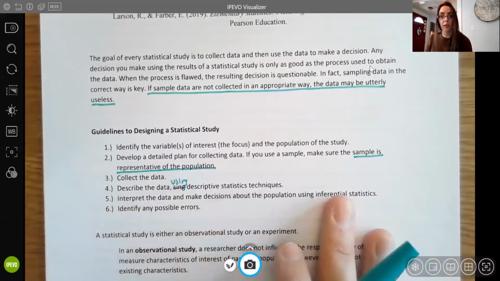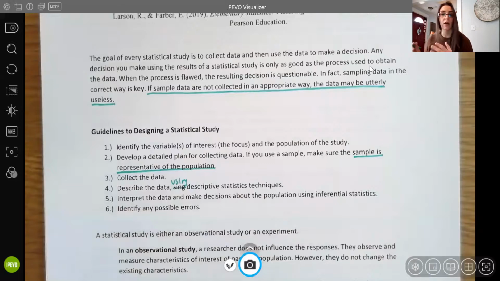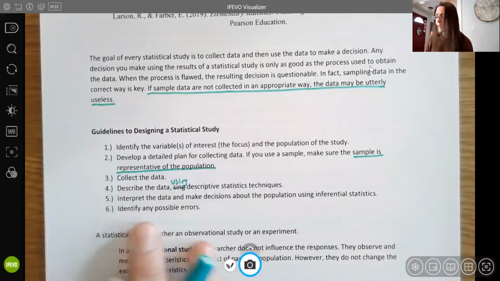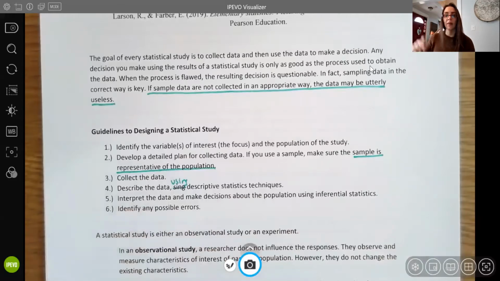So we're going to interpret the data and make decisions about the population using inferential statistics. And this is what we're going to progress to at the end of the course, things like confidence intervals and hypothesis testing. And of course, we're also going to identify any possible errors. Whenever we're doing statistics, it's not 100% guarantee, unfortunately. So we don't really prove things. We can be confident in our conclusion, so we can feel strongly that this is the correct conclusion, but I can never 100% prove something.